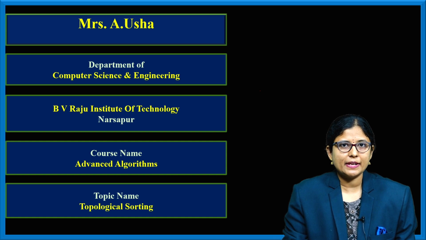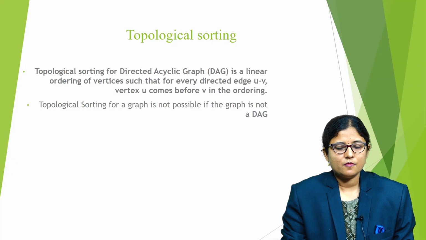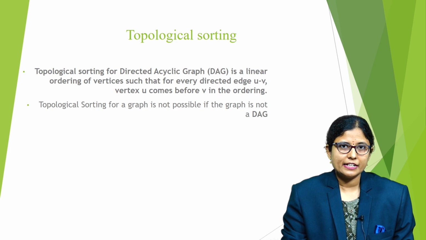Today I am going to explain the topic topological sorting in advanced algorithms. What is topological sorting? Topological sorting for a directed acyclic graph is a linear ordering of vertices such that for every directed edge UV, the vertex U comes before V in the ordering.